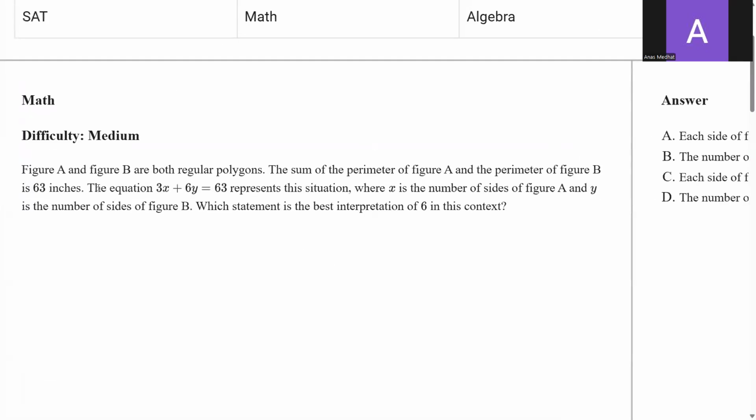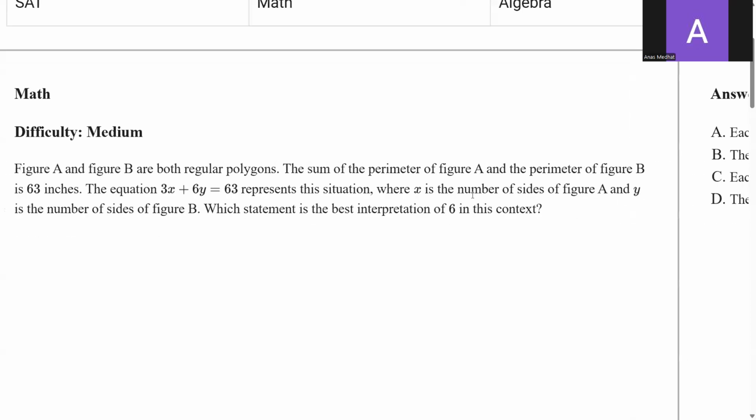Figure A and figure B are both regular polygons. The sum of the perimeter of figure A and the perimeter of figure B is 63 inches. The equation 3x plus 6y equals 63 represents the situation where x is the number of sides of figure A and y is the number of sides of figure B. Which statement is the best interpretation of 6 in this context?